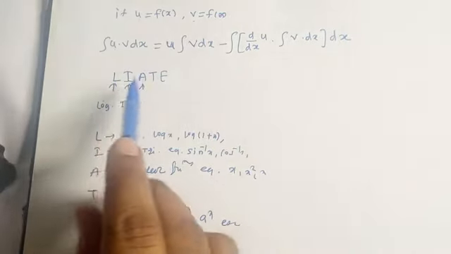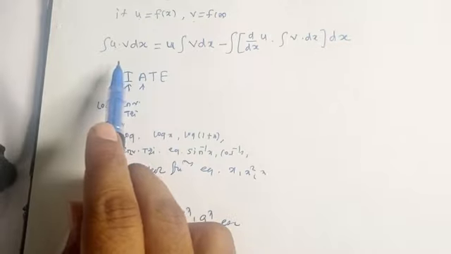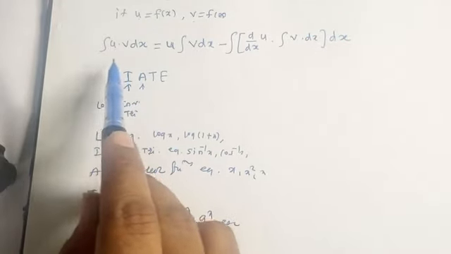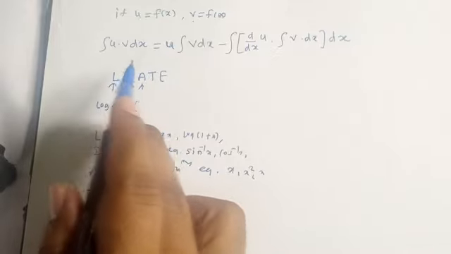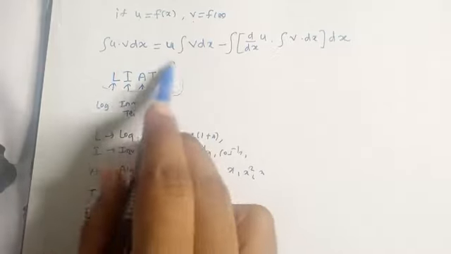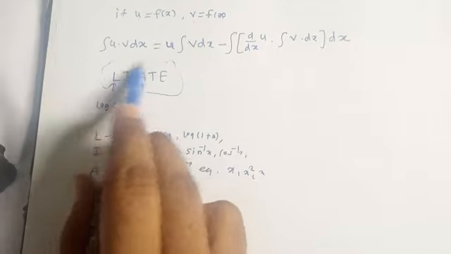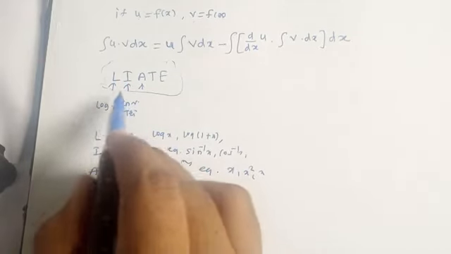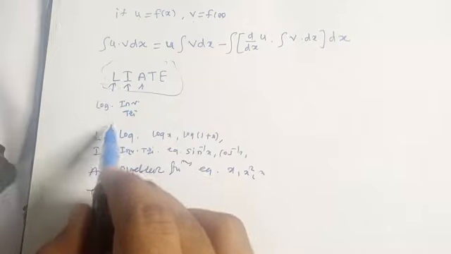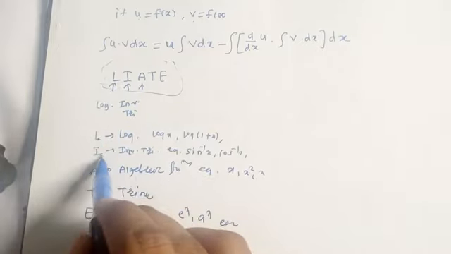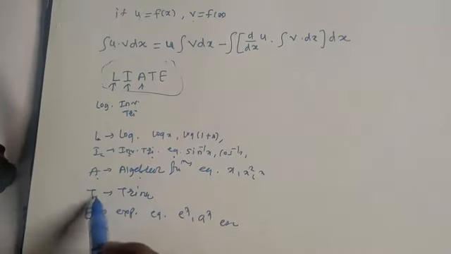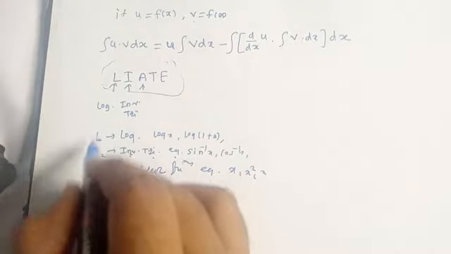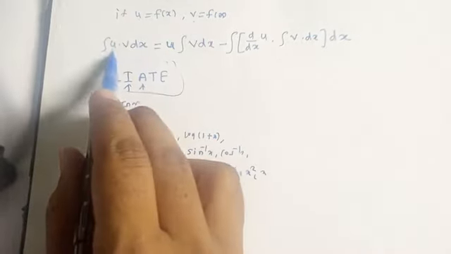So in this product rule, or by-parts rule, we consider this LIATE rule to choose the first and second function. In the word LIATE, L stands for logarithmic function, I for inverse trigonometric function, A for algebraic functions, T for trigonometric, and E for exponential. In this sequence we choose the functions u and v.